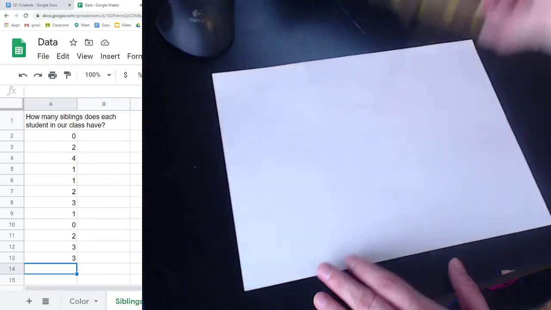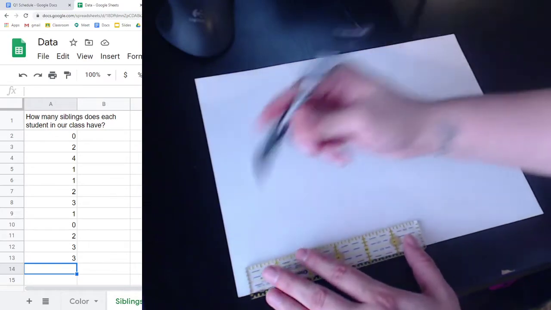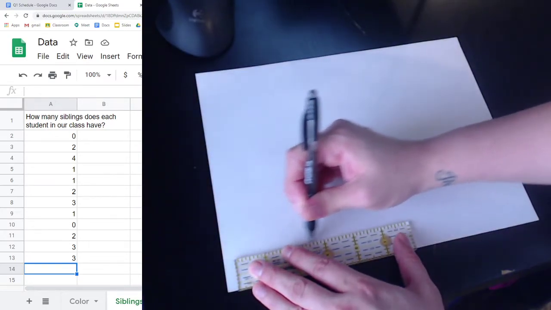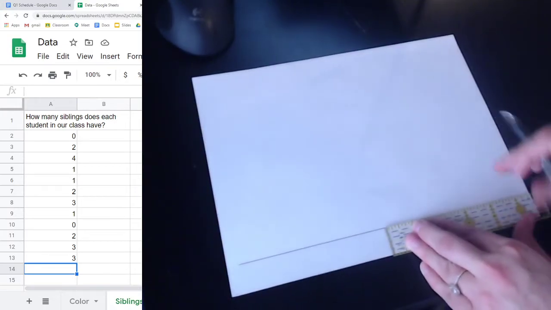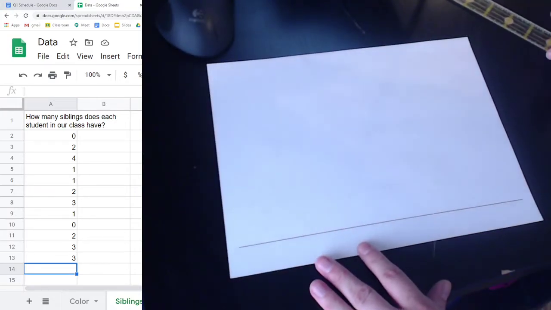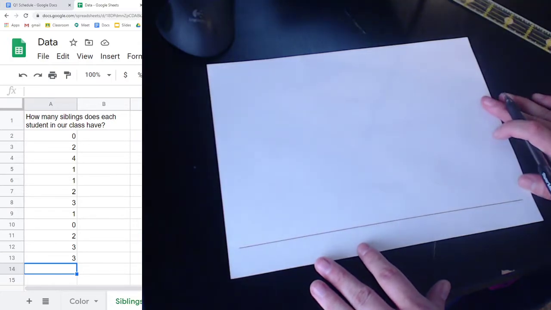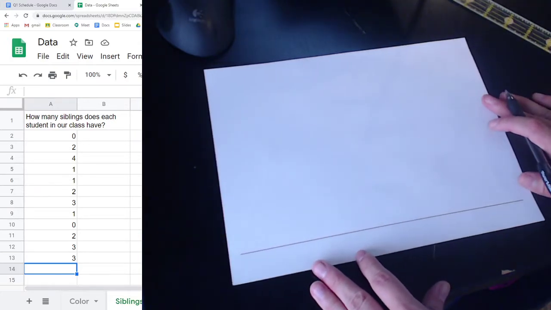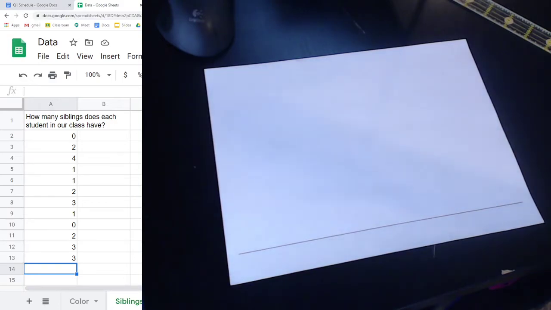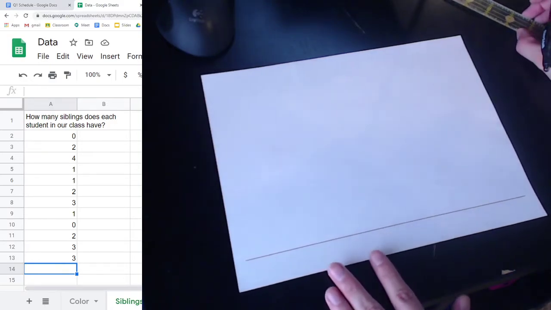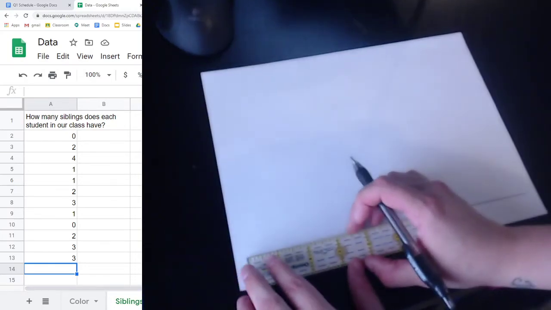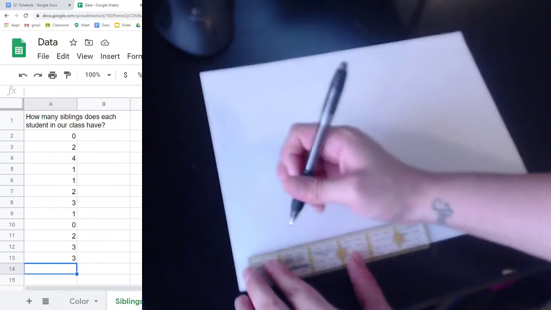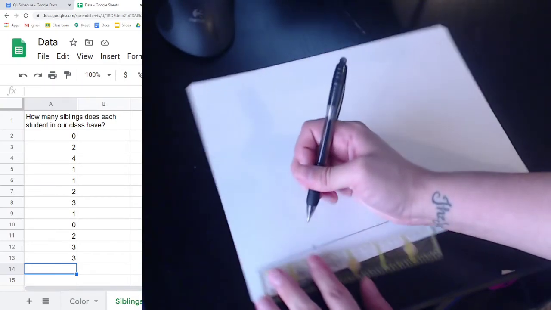So again, we need a horizontal axis. And this time, our data is talking about how many siblings does each student have in our class. So those are numbers. So this time, I'm going to look at my smallest number, and it looks like my smallest number is 0. So my first tick mark is going to be 0. Put it right here.